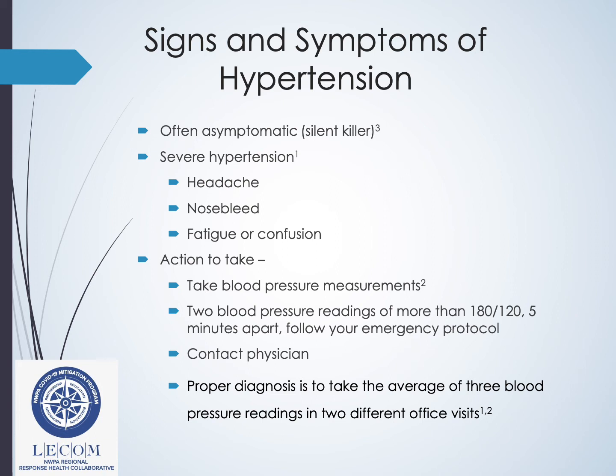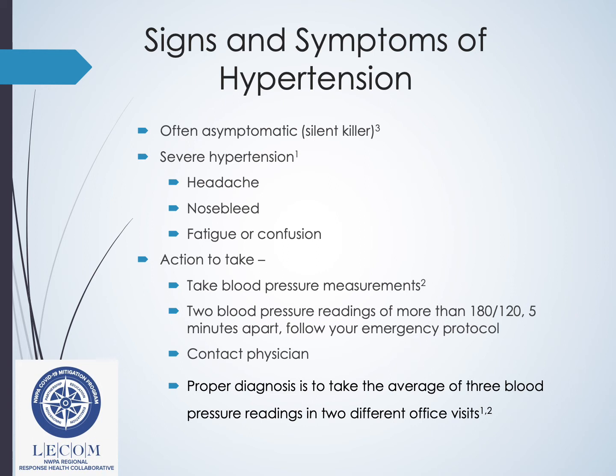Now, there are some severe cases of hypertension that require emergency intervention. This is when blood pressure rises to around 180 over 120. When you see such a reading, it is advised that you take the blood pressure measurements again about 5 minutes later in a different setting. And if the pressure still stays around those numbers, then you should follow your emergency protocol, which may include contacting or calling 911.